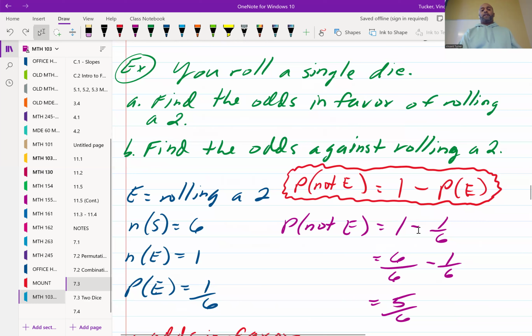Over here on the right side, the probability of your event not occurring is found by subtracting your probability from 1. And so that's the complement. Like I said, we'll talk about that more in the next section. So 1 minus 1 over 6. That 1 turns into the denominator over itself, so that's 6 over 6. So that would be 5 over 6. That's our probability.